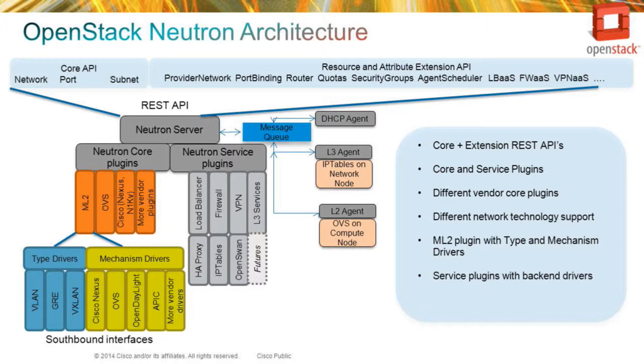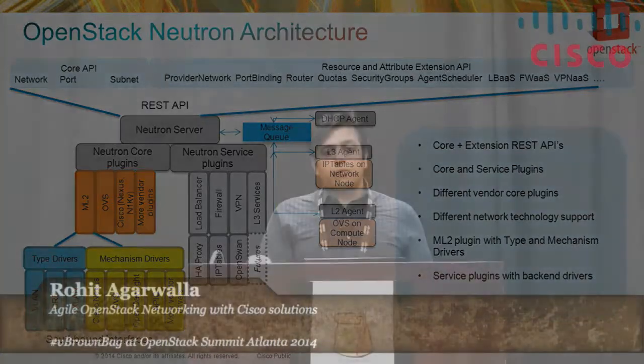Today's Neutron architecture has a limitation that Mark and Kyle both discussed in the session just before this: it allows you to have just one core plugin per OpenStack deployment. To overcome that limitation, we have also come up with the Modular Layer 2 core plugin, which allows you to run multiple mechanism drivers and type drivers. These mechanism drivers and type drivers allow you to interchange and overlap different network technologies as well as network mechanisms to program your infrastructure.